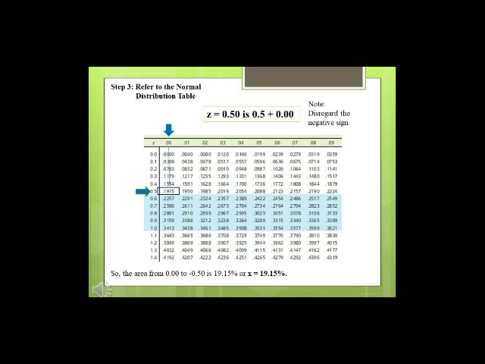Since the table represents the positive side of the normal distribution, let us disregard the negative sign of minus 0.50. The negative sign only tells us that the z-score is on the negative side of the normal distribution. Since the normal distribution is symmetrical, we can use the positive side to find the areas on the negative side. As you can see on the current slide, the area from 0 to 0.50 is 0.1915, or 19.15%. Hence X is 19.15%.